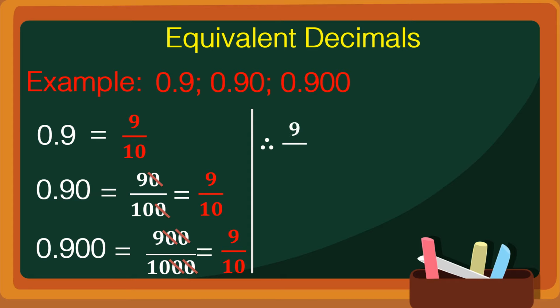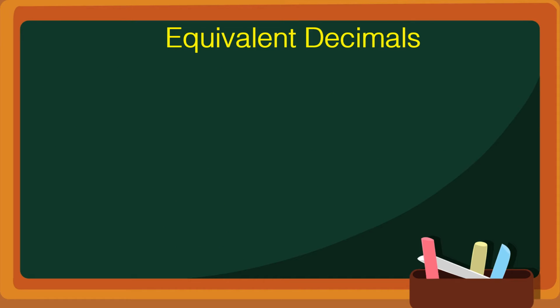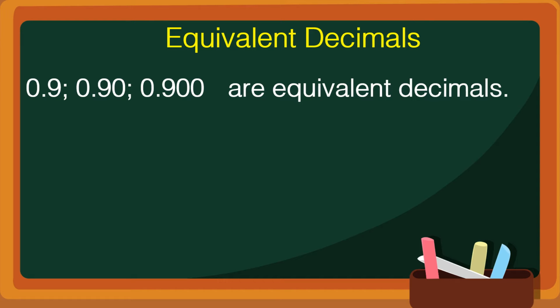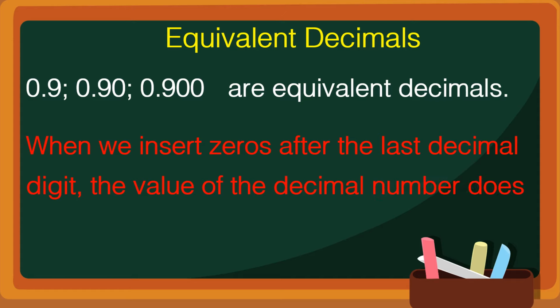Thus, 9 over 10 is equal to 90 over 100 is equal to 900 over 1000, which states that 0.9 is equal to 0.90 is equal to 0.900. Thus, the decimal numbers 0.9, 0.90, and 0.900 are equivalent decimals. This means that when we insert zeros after the last decimal digit, the value of the decimal number does not change.